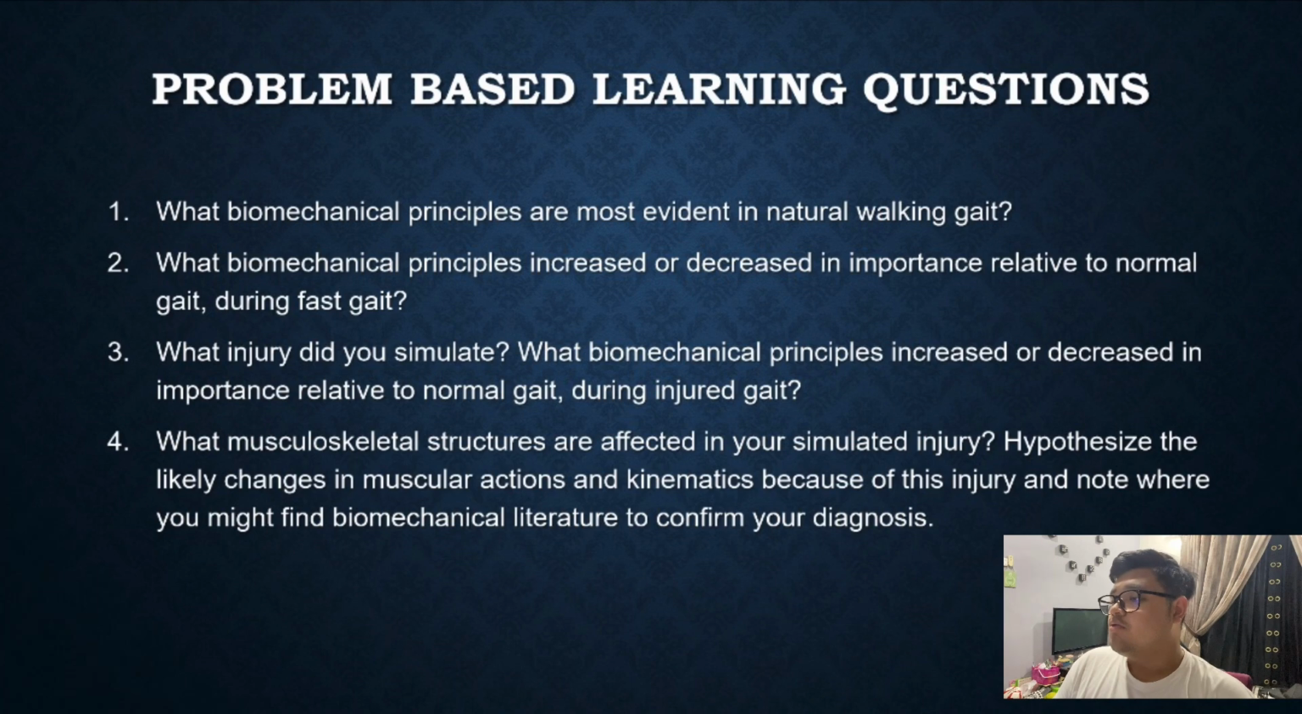Soalan pertama yang berbunyi, what biomechanical principle are most evident in natural gait? Yang kedua, what biomechanical principle increase or decrease in importance relative to normal gait during fast gait? Dan yang ketiga, what injury did you simulate? What biomechanical principle increase and decrease in importance relative to normal gait during injury gait? Dan yang keempat adalah, what musculoskeletal structure are affected in your simulated injury? Hypothesize the likely changes in muscular action and kinematics because of this injury, and note where you might find biomechanical literature to confirm your diagnosis.